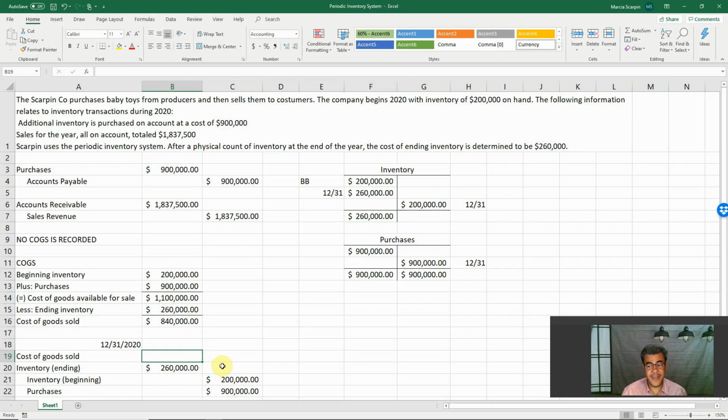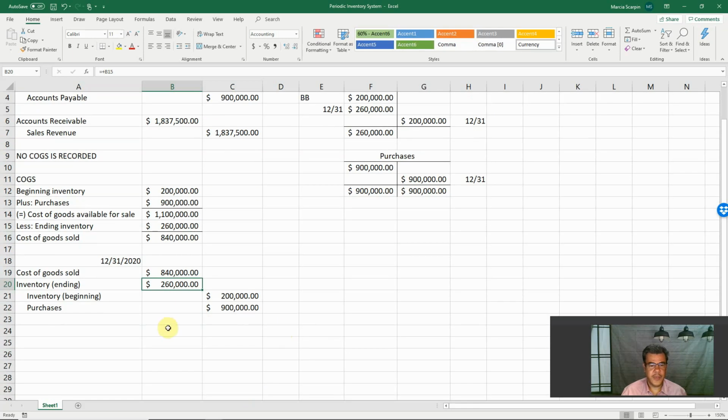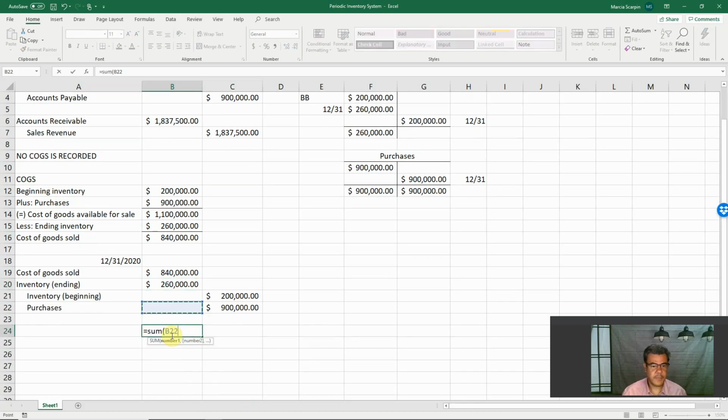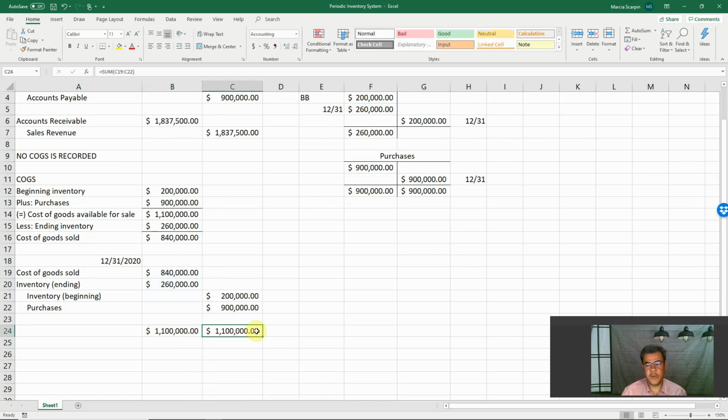And here, guys, let's check it. It's our formula: beginning inventory plus purchases less ending inventory. We have it here, 840. And if we sum it here, $1.1 million. Our sum will always be the cost of goods available for sale. We have here some of our credits, some of our debits. Accounting is beautiful.